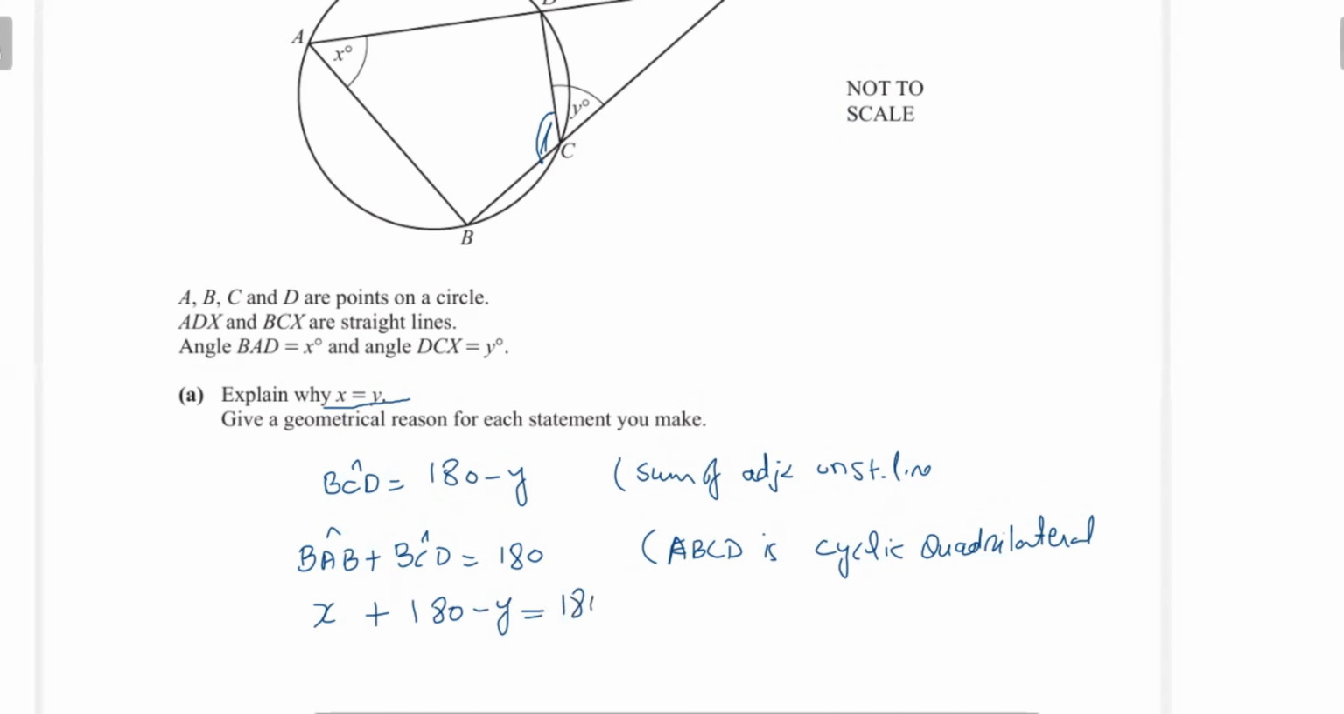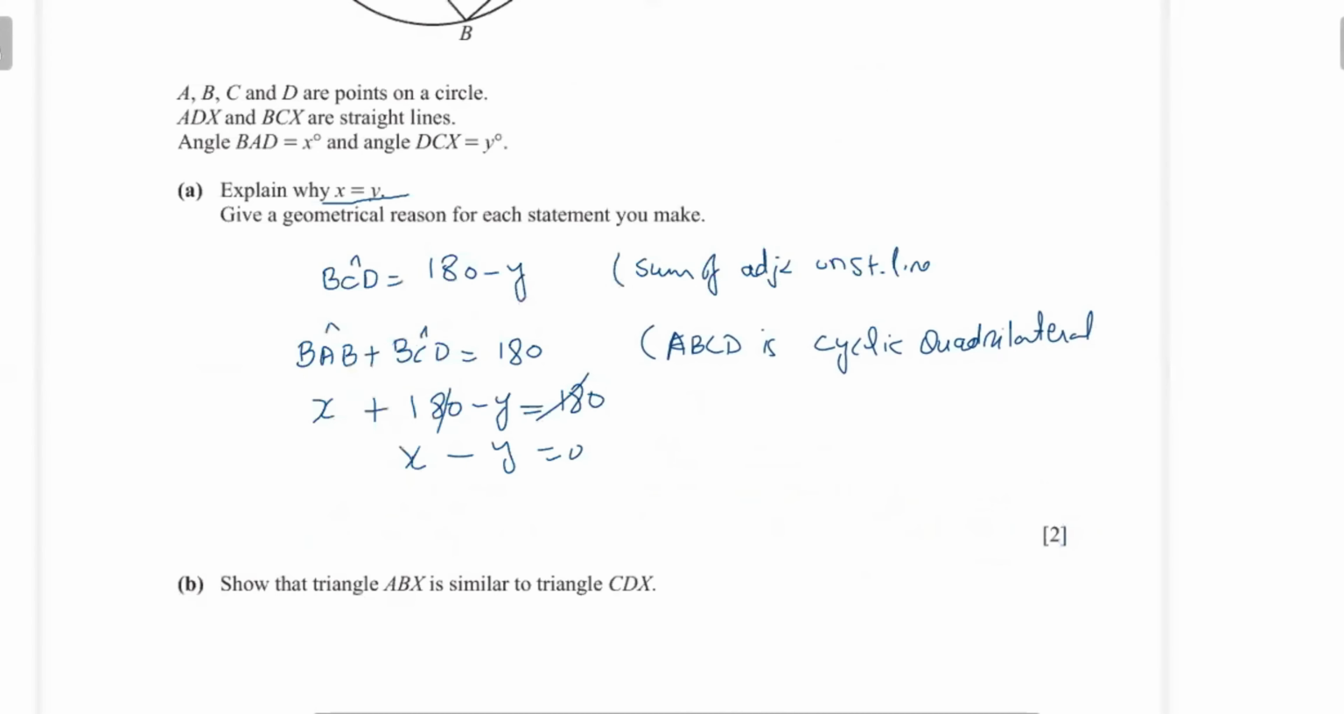to 180. Therefore, the 180 would be cancelled. Therefore, x minus y equals 0. And we can write here x equals y. And this is the proof. Next, part B: show that triangle ABX is similar to triangle CDX.